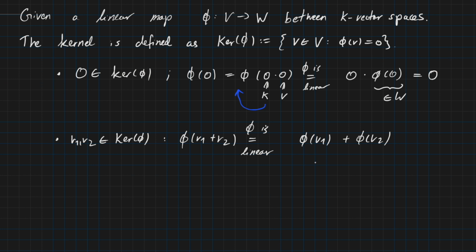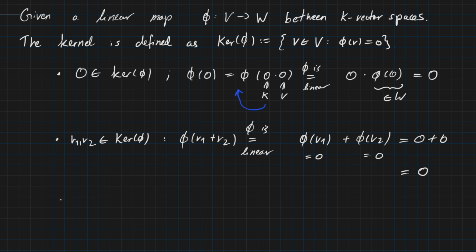And because v1 and v2 are both part of the kernel, they are both mapped to 0. So this is 0 and this is also 0. So we have 0 plus 0, these are two 0 vectors inside the vector space W, and this equals 0 as well. So we see that the sum of two vectors of the kernel is also part of the kernel because the sum is also mapped to 0 in this case.